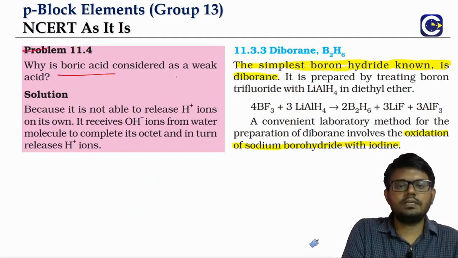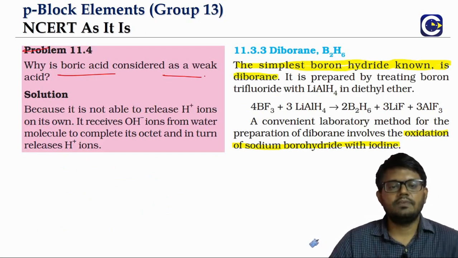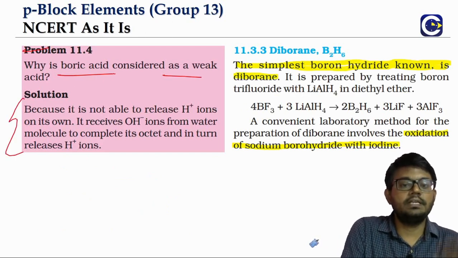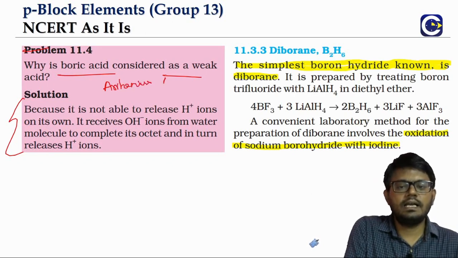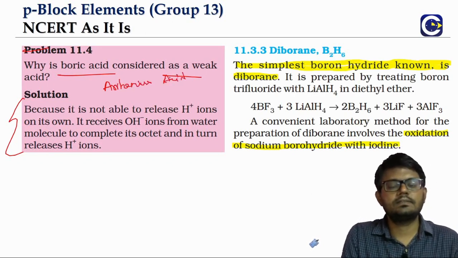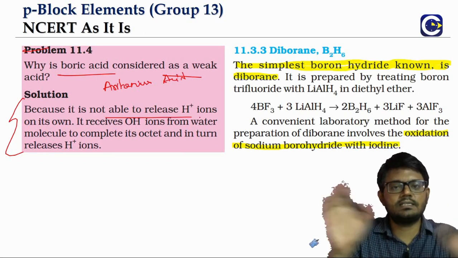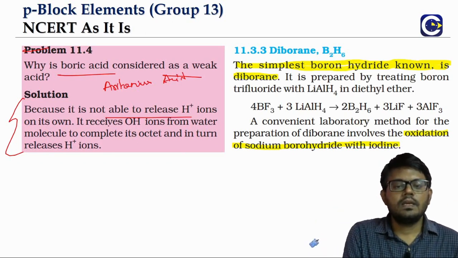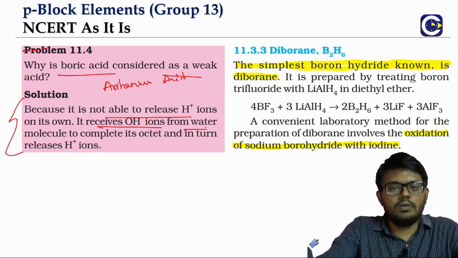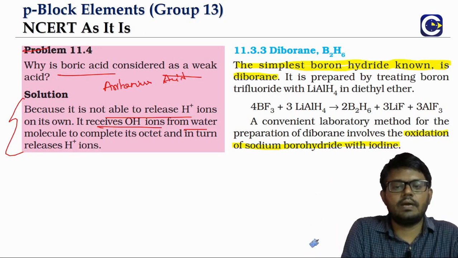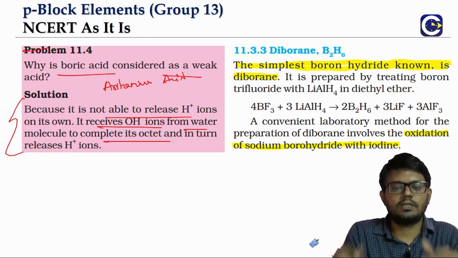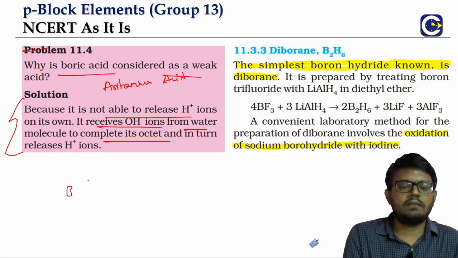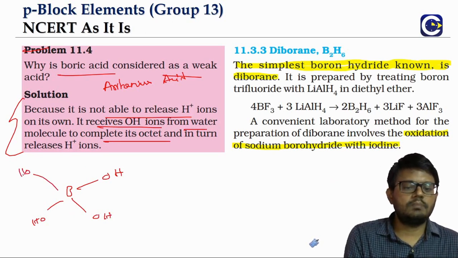So look at this question. Why is boric acid considered a weak acid? So the first point is that it is not an Arrhenius acid. It's a Lewis acid. So it is not going to act as an acid by releasing H plus ions. It will accept the lone pair of electrons from hydroxyl ions when it is reacting with water. Thereby the central atom boron will be able to complete its octet. That's how the central atom boron will be able to complete its octet.